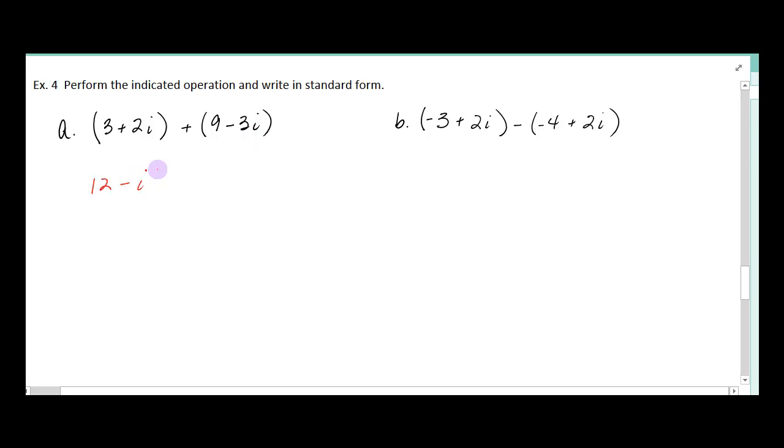So it's pretty straightforward. Let's just practice this next one together. Negative 3 minus a negative 4, which would be a change for us. So in other words, negative 3 plus 4, which would be positive 1. And then we have 2i minus, I'm going to go back to a minus, so 2i minus 2i, which is just simply 1. So when I combine those two together, I just get 1.